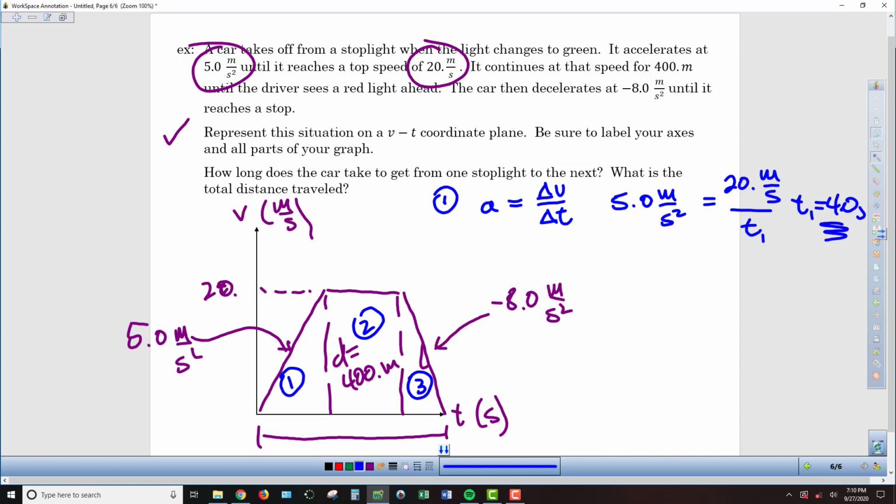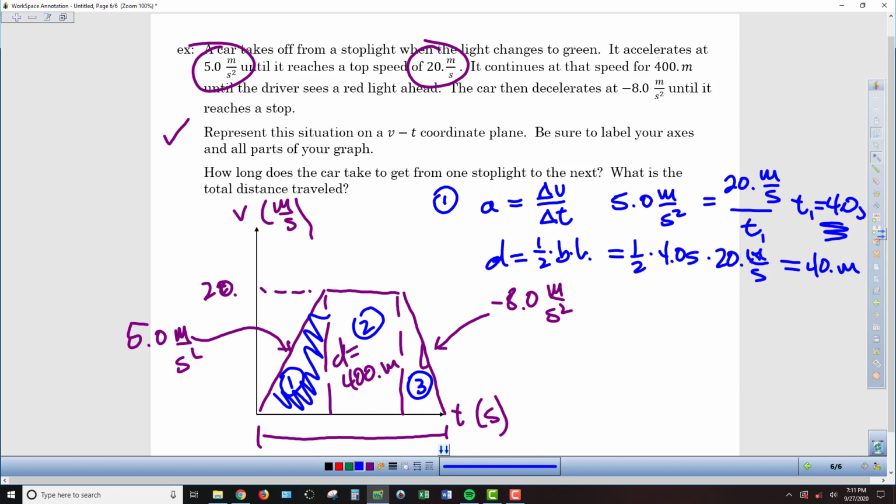And then for the distance that's traveled, remember distance is the area underneath the curve, so that's going to be the area of this triangle here. So I'm just going to go 1/2 times base times height, which in this case is going to be 1/2 times the base, which is my 4.0 seconds, times the height, which is my 20 meters per second. And so if we multiply that out, we get a distance of 40 meters, again with 2 sig figs based on what we see in the problem. So we've got our information for part 1.